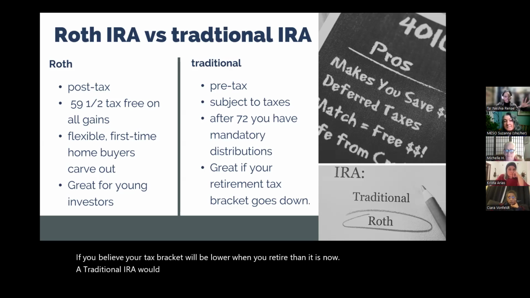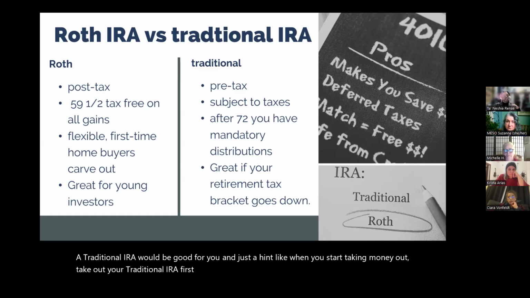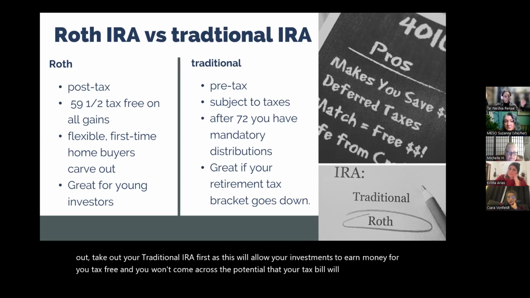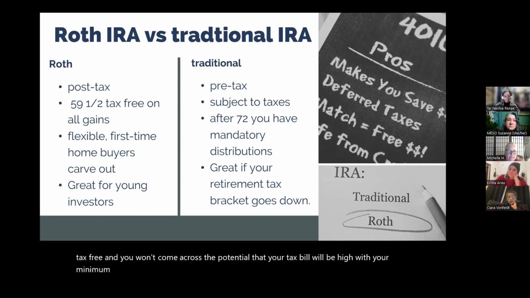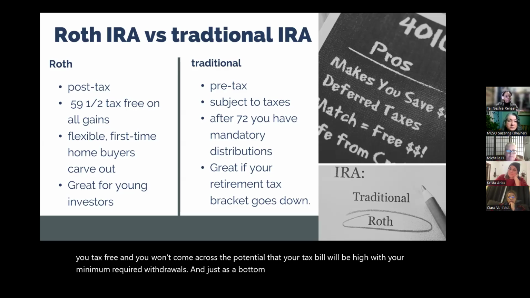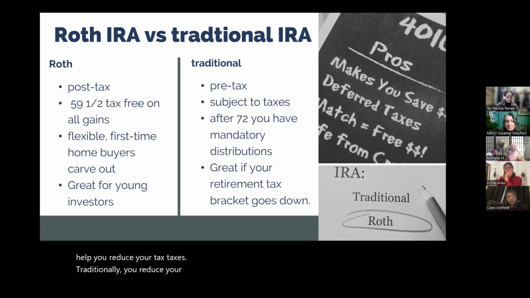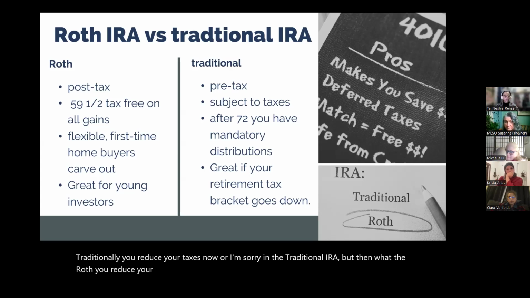And just a hint, when you start taking money out, take out your traditional IRA first, as this will allow your investments to earn money for you tax free, and you won't come across the potential that your tax bill will be high with your minimum required withdrawals. And just as a bottom line, both are great options to help you reduce your taxes. Traditionally, you reduce your taxes now, or I'm sorry, in the traditional IRA, but with the Roth, you reduce your taxes later. So don't worry about choosing wrong.